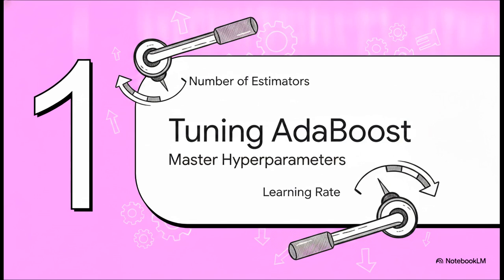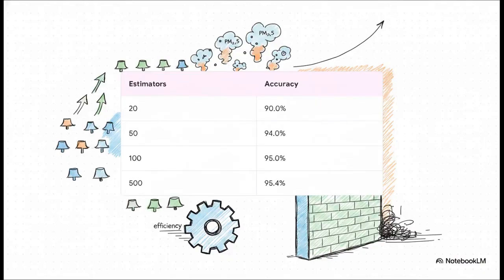All right, let's kick things off with section 1, tuning your AdaBoost model, mastering the hyperparameters. To really understand this, let's look at a classic case of diminishing returns. Check out this table from our Wildfire PM 2.5 data. It brilliantly illustrates how adding more estimators, our weak learners or decision stumps, dramatically improves accuracy at first. Like jumping from 20 to 100 estimators bumps our accuracy from 90 to 95%. That is a solid leap.